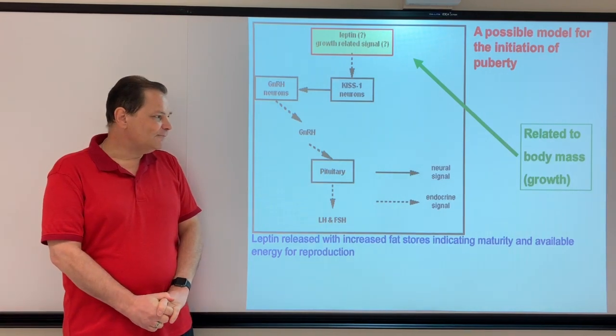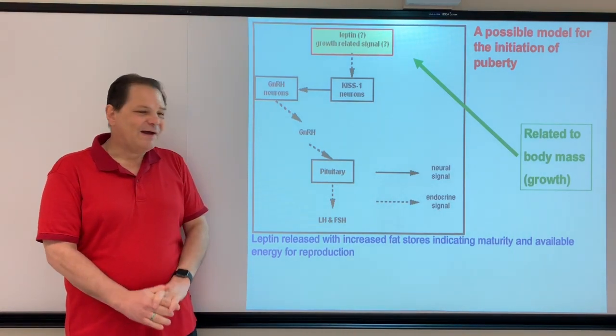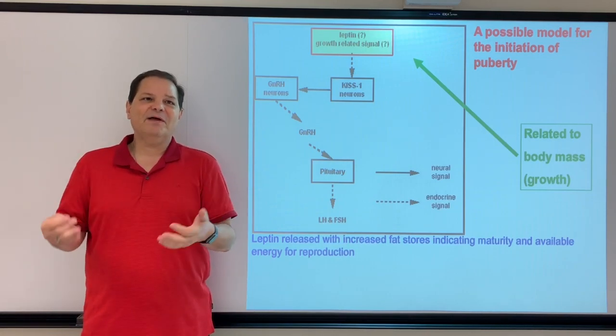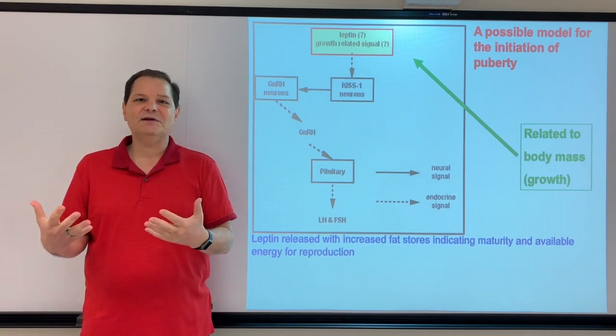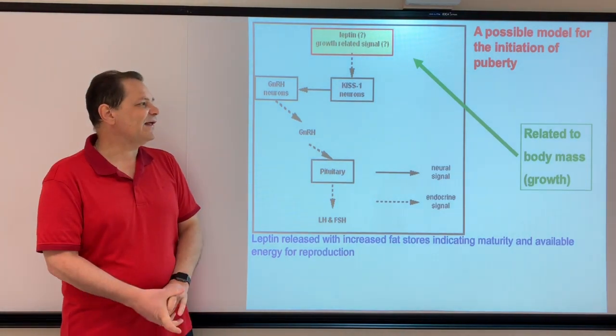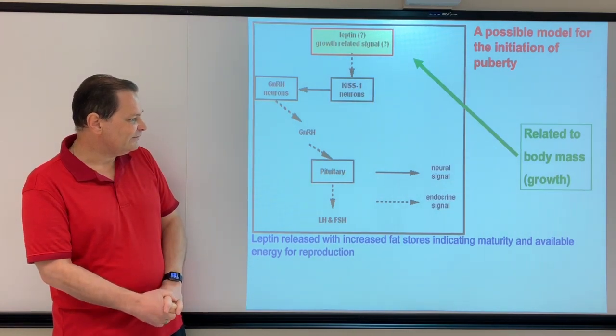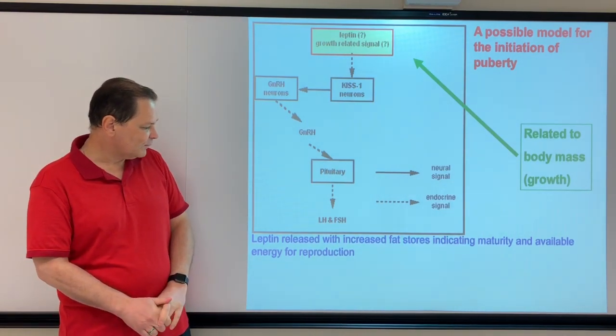And so the fact that you've attained a certain body mass and a certain amount of adipose tissue is a signal that you're ready to spend energy reproducing. At least that's the theory. So more leptin is released with increasing fat stores as maturity approaches.